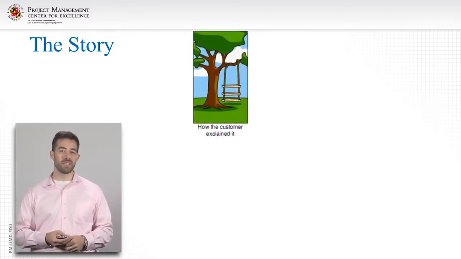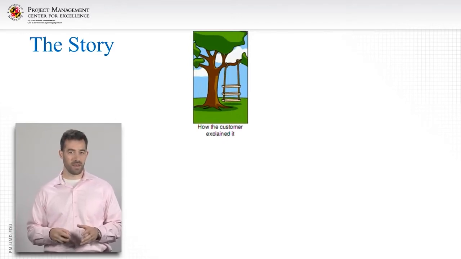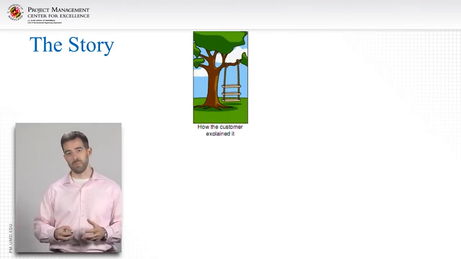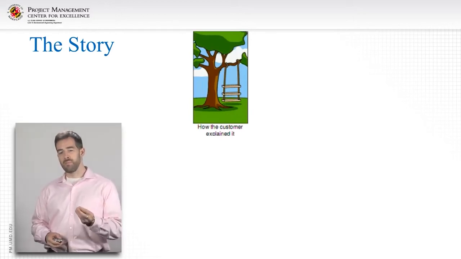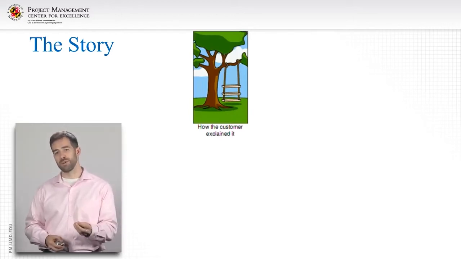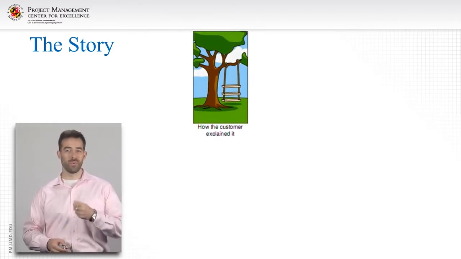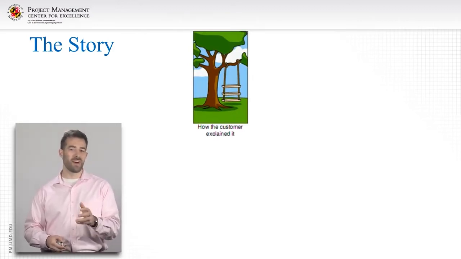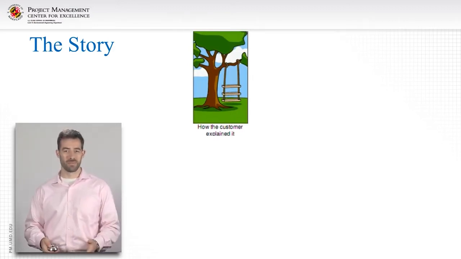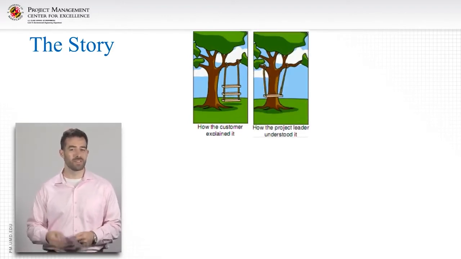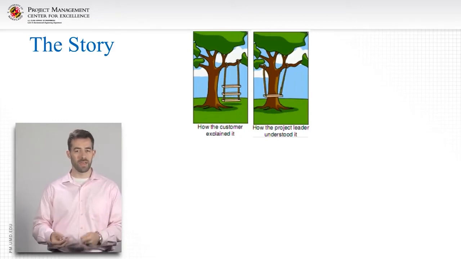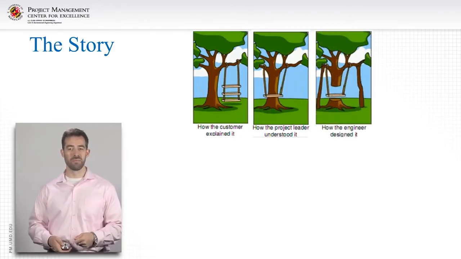So I'm going to start off with a little story here to explain how varying scope helps to address some of the typical problems within a project. Imagine that you have a customer, and that customer wants to build a tree swing. The way they explain it to you is they talk about a 3-level tree swing with ropes. And then the project leader hears this and he says, oh, a tree swing. So it's going to be 2 ropes with a plank in between it, and it's not really going anywhere.